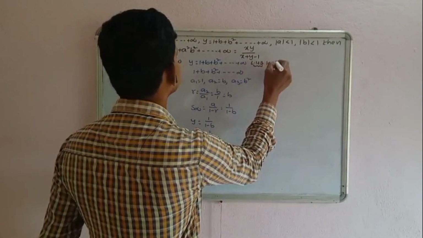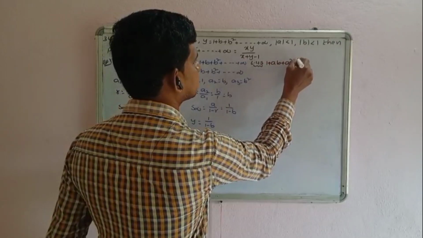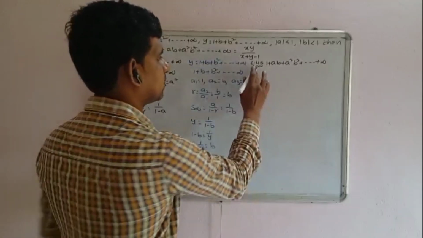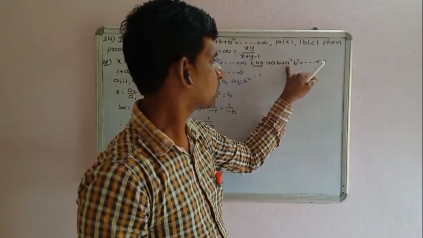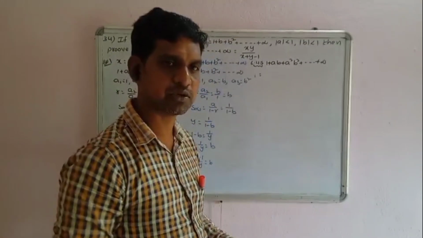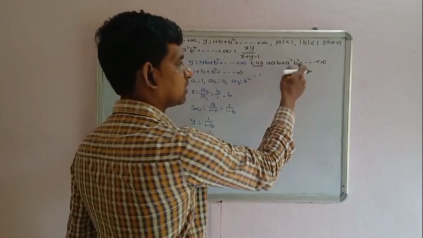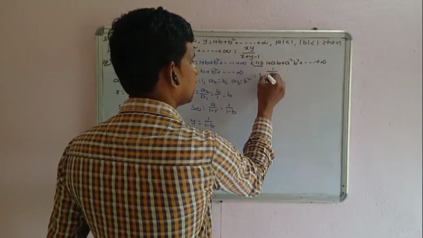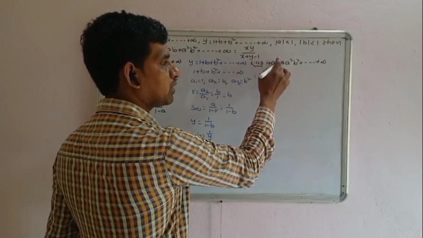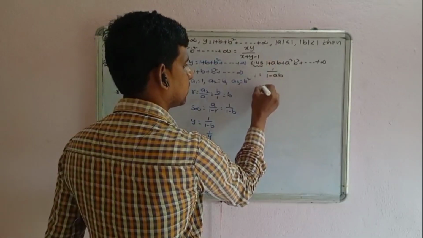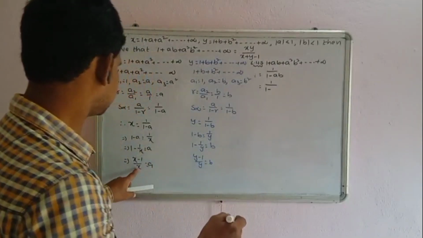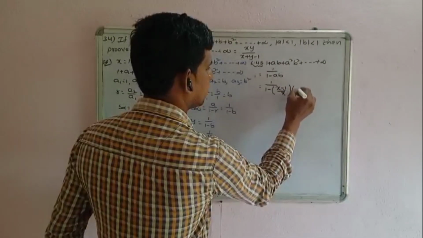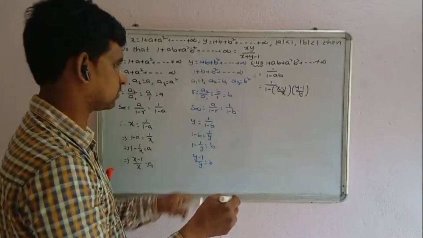What is LHS? 1 plus ab plus a square b square plus so on infinity. Observe that this is also a GP. What is the first term? 1. Common ratio ab. So this is the sum of infinity terms. What is the formula? S infinity equals a by 1 minus r, where a is the first term. 1 by 1 minus r, the common ratio ab by 1, that is ab. That equals 1 by 1 minus a, value how much? a is x minus 1 by x, and b is y minus 1 by y.